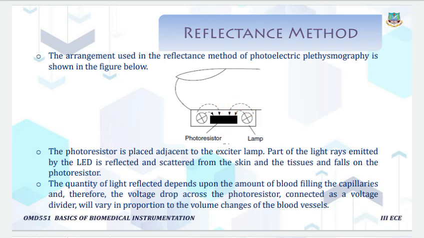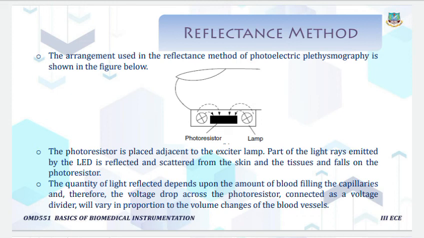The quantity of the light reflected depends upon the amount of blood. If the blood flow increases, the amount of light rays reflected will be reduced. Based on that, we are measuring the voltage drop across the photoresistor. The quantity of the light reflected depends upon the amount filling the capillaries, and therefore the voltage drop across the photoresistor connected as a voltage divider varies in proportion to the volume change of the blood vessel.